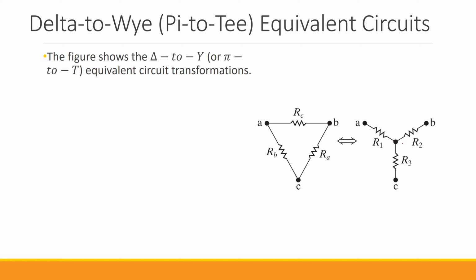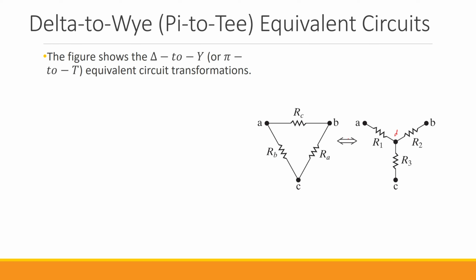For the T configuration, we have the same nodes A, B, and C. But now we have this additional node D, and we have R1 between A and D, R2 between B and D, and R3 between C and D. So for these resistors, I chose a numbering convention. For the first one, I use RA, RB, and RC. For these ones, I use R1, R2, and R3.